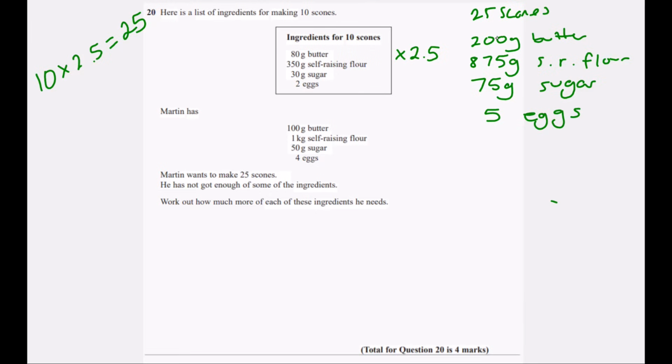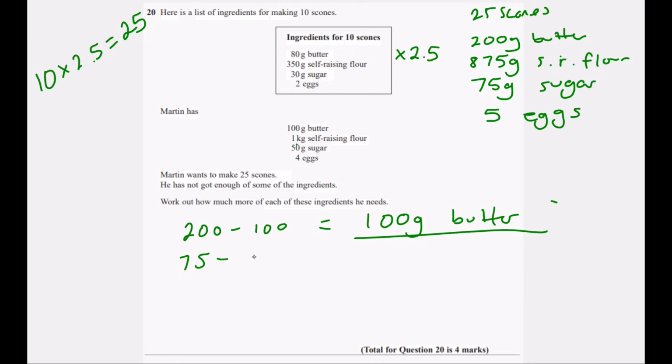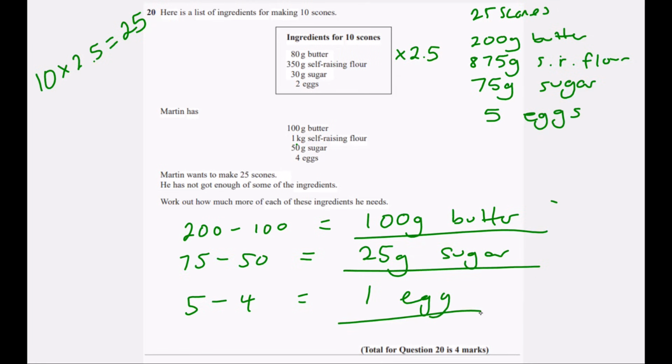He needs another 100 grams of butter. 200 take away 100 is 100 grams of butter. He's got enough self-raising flour. He doesn't need any more. 75 take away 50 is 25 grams of sugar. And 5 take away 4 is 1 egg. So he needs 100 grams of butter, 25 grams of sugar, 1 egg, and let's just write no flour.